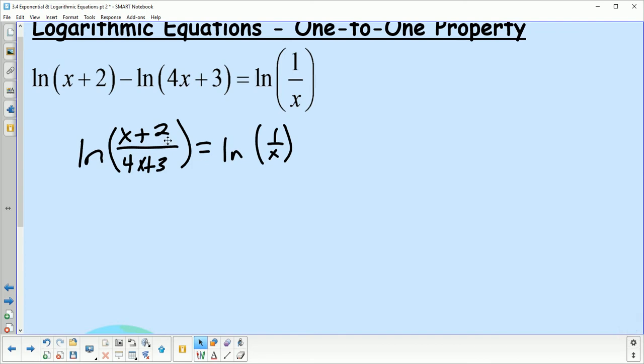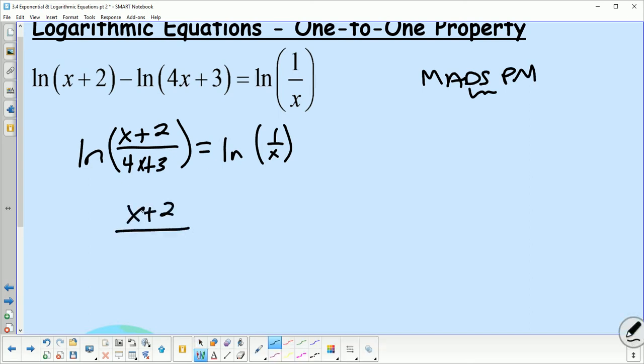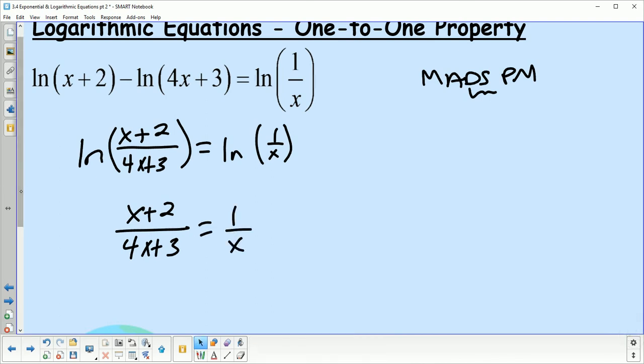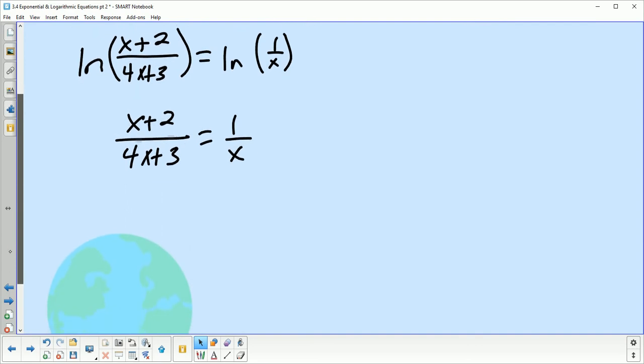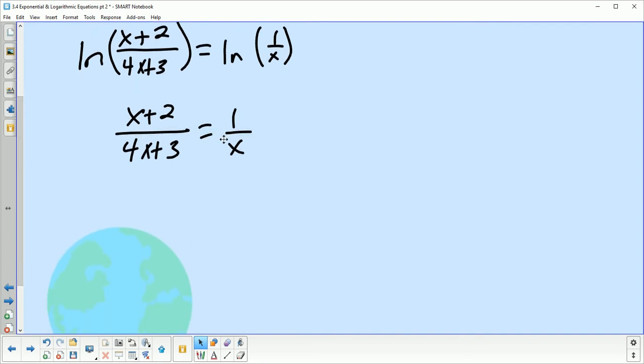Okay, so we have now used that whole division-is-subtraction rule to create one log on each side. And now since the natural log has the same base on both sides, we can just drop those. So (x plus 2) over (4x plus 3) equals 1 over x. This looks pretty complicated, and it is more difficult probably than we've done recently, but it's not too bad if we think about cross multiplication. So I'm going to multiply those two things.